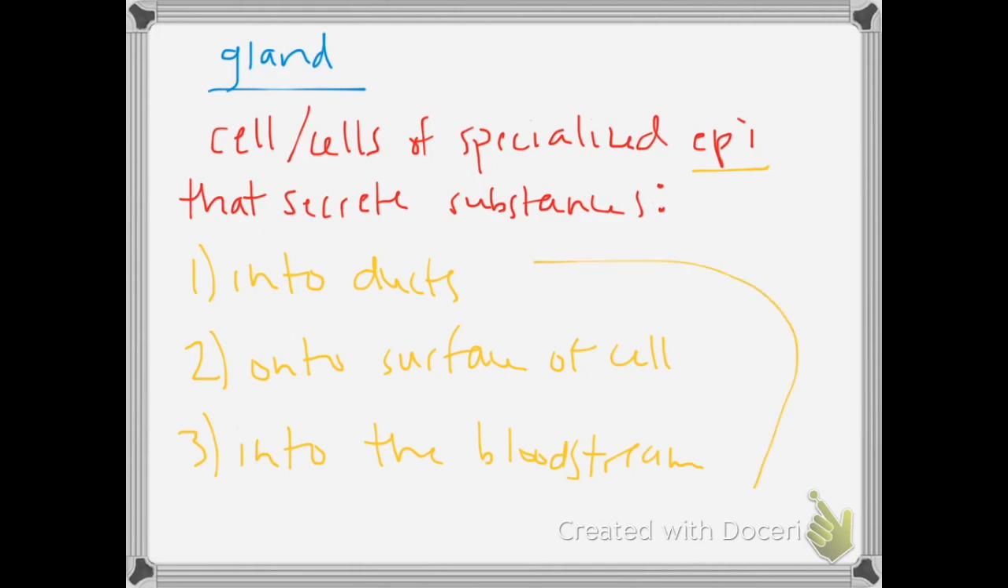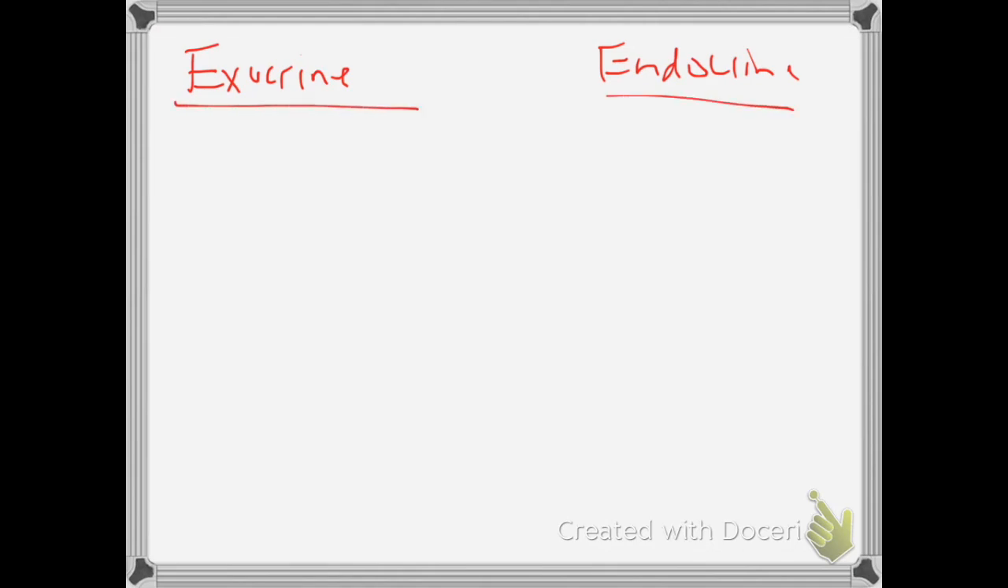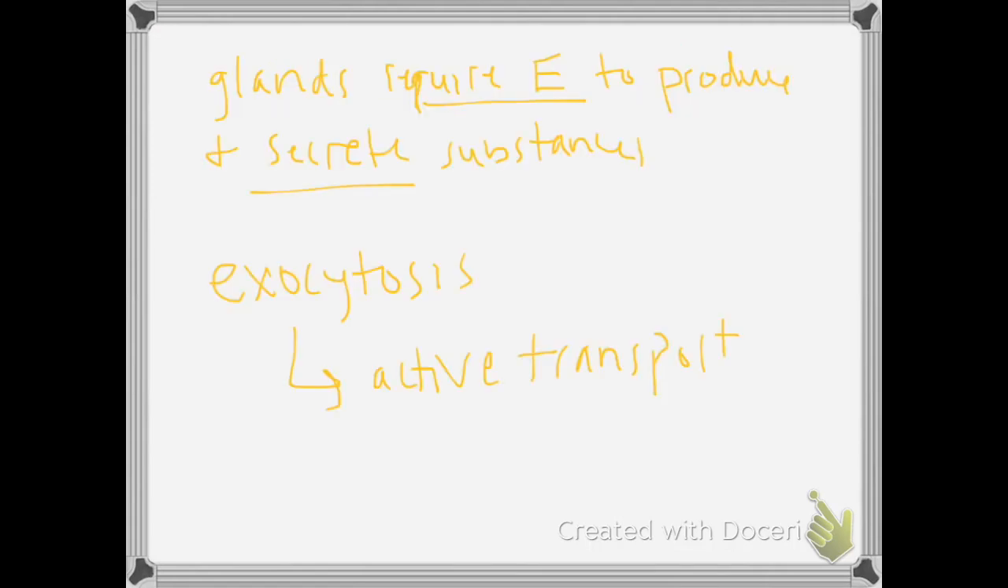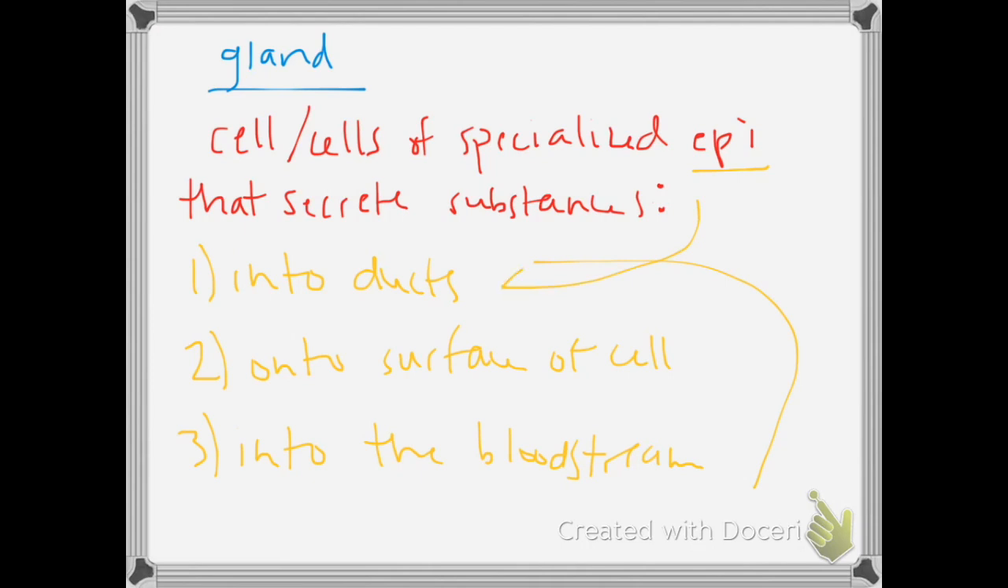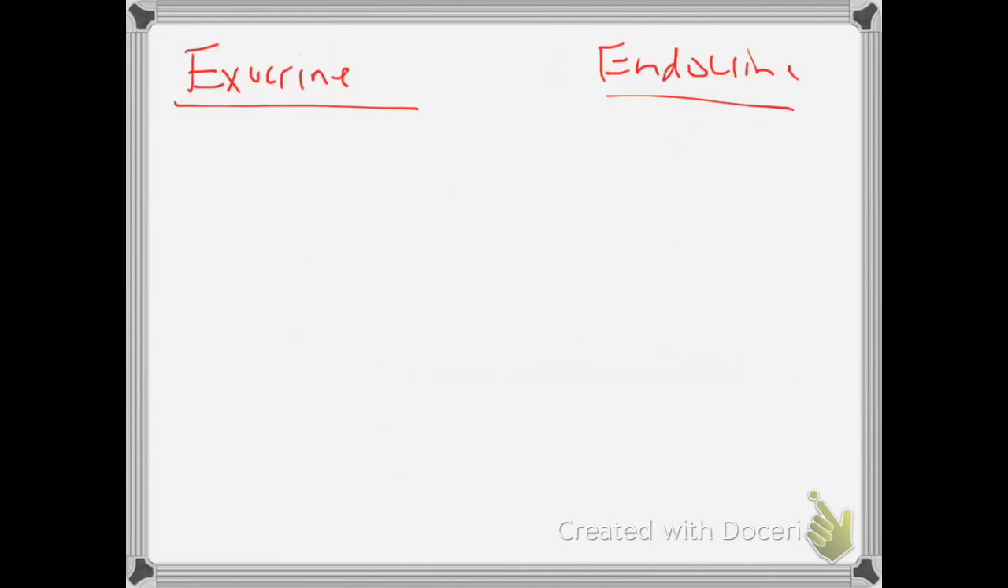Before I give specific examples of these different cells, let's look at a few different classes of glands first. First we'll look at an exocrine versus an endocrine gland. An exocrine gland is going to secrete into a duct. So when we go back and look at these different places where they're secreting, we have one, into ducts. So that's going to be an exocrine gland, secretes into ducts.